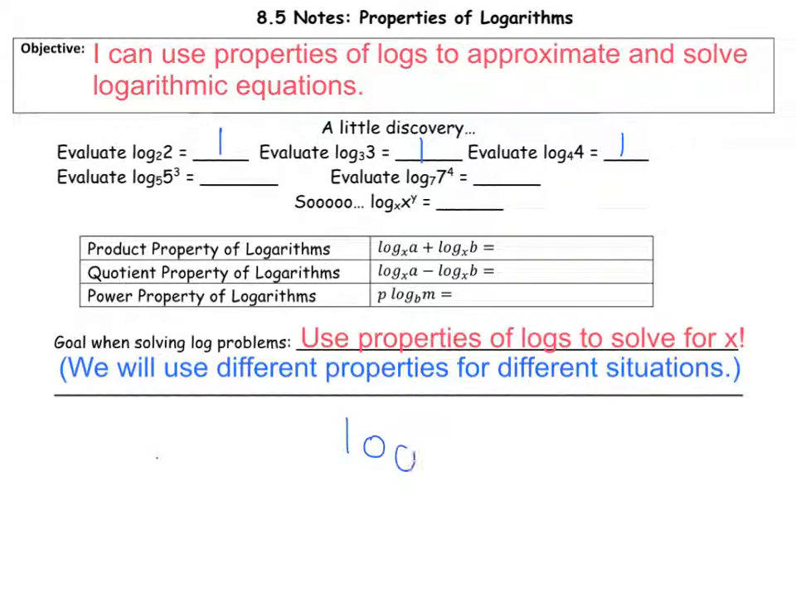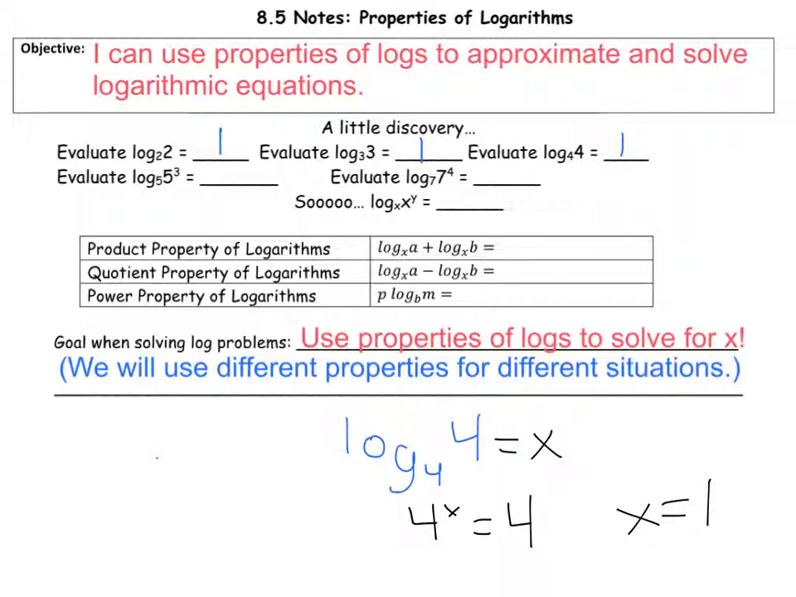So if we have log 4 of 4, based off of what we've done in previous sections, we would set that equal to x. And then we would rewrite this in exponential form. So 4 to what power gives me 4? 4 to the power of x equals 4. And we know that 4 to the first power gives us 4. So x equals 1. That's why we get 1 on all of those.